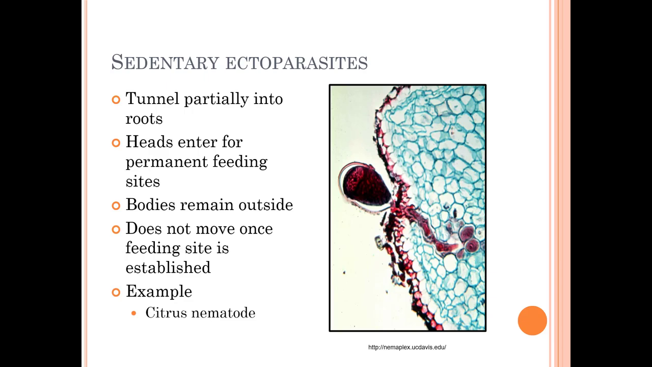So then we have sedentary ectoparasites. They tunnel partially into the roots. What they do is their head enters the root for permanent feeding, and the bodies remain on the outside. But once they do find a feeding site, they don't move. And thankfully, we don't have this particular nematode. This is a citrus nematode, and it's found in California.